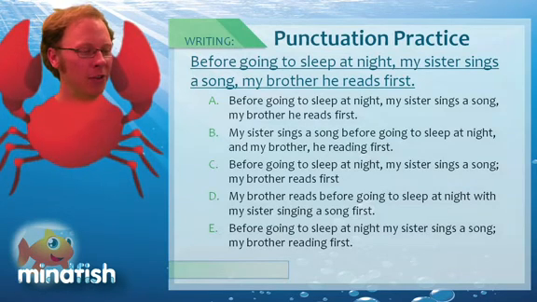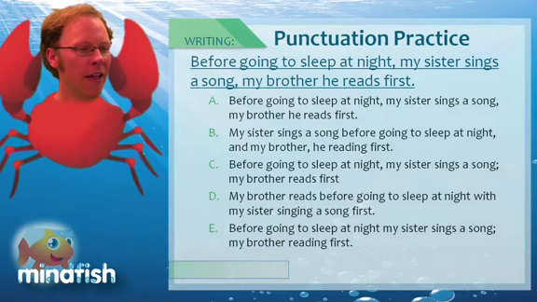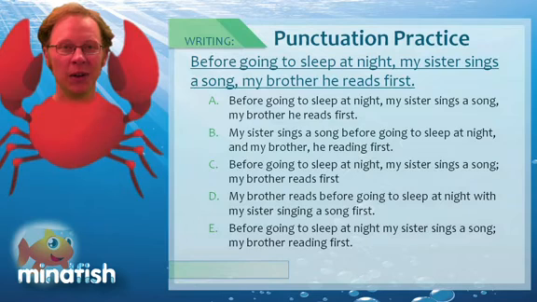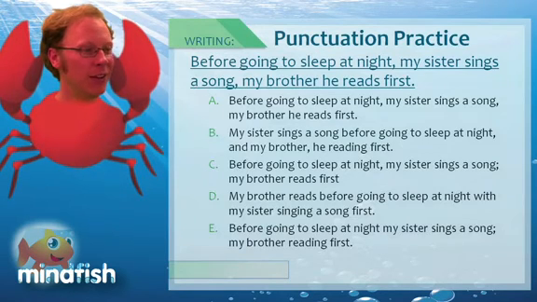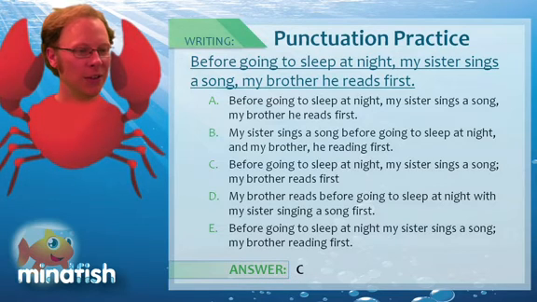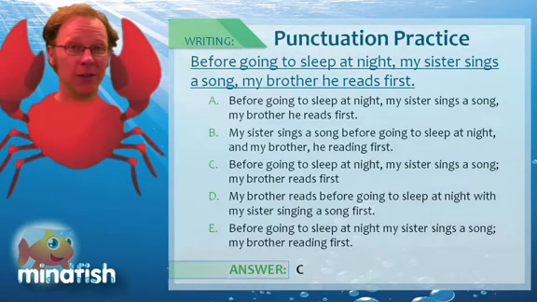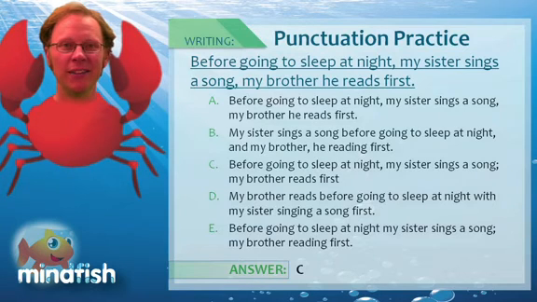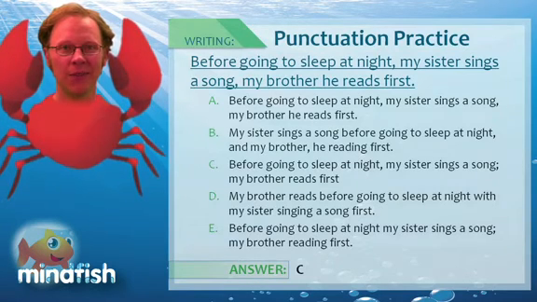So answer A, which is the same as the original sentence, is wrong. We need something that splits this up, if we're going to use 2 independent clauses, into 2 complete thoughts. The only answer that does this is answer C. Before going to sleep at night, my sister sings a song; my brother reads first. Notice that we use a semicolon here to separate it into 2 independent clauses, each of which could stand alone as a complete sentence.